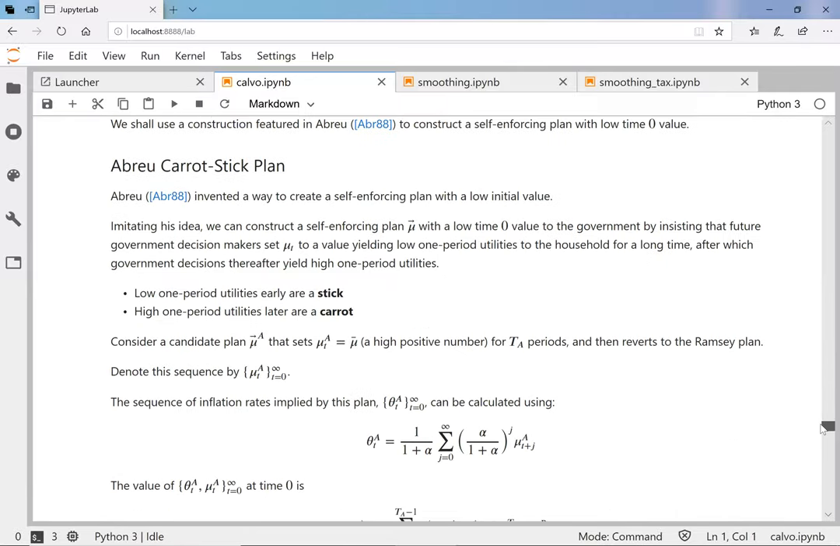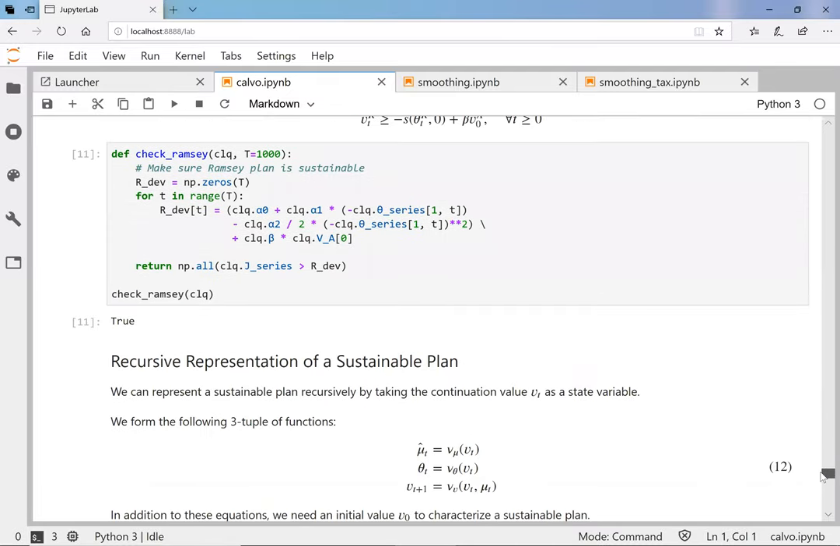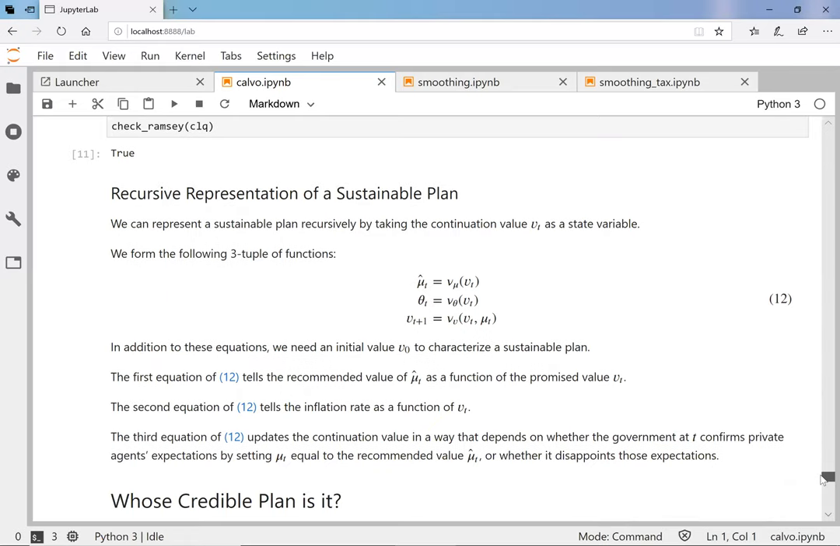So here's where I want to go. So just going to jump down here, and I added a couple of things here. There's this recursive representation of a sustainable plan. And I added that, where that appears here. That's a transition section to whet your appetite for the difference between the way Abreu did things in his thesis. And in his thesis, he's doing the counterpart of reasoning all in terms of a sequence.